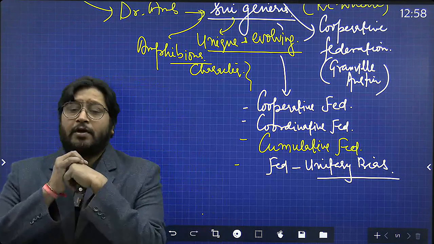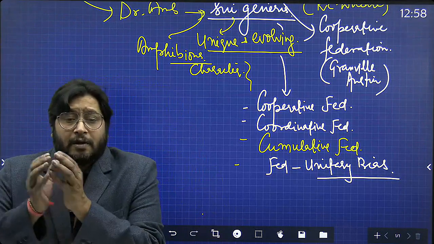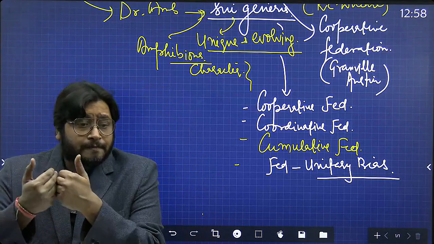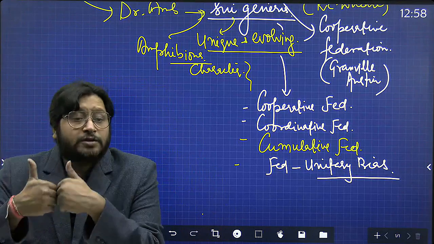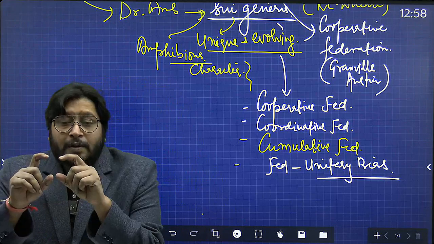But you see, the moment you sign a contract or the document of accession, that very moment Article 3, Article 2 comes into picture, right? You become part of Article 1.